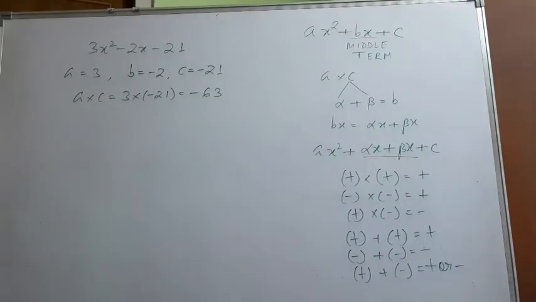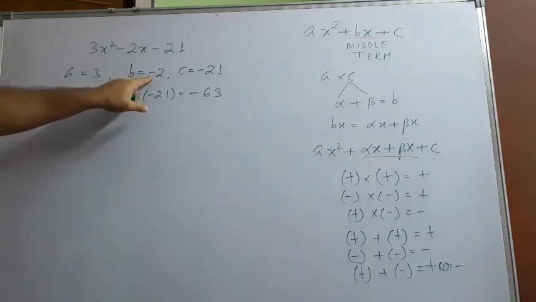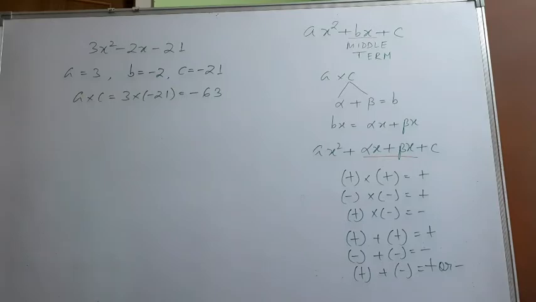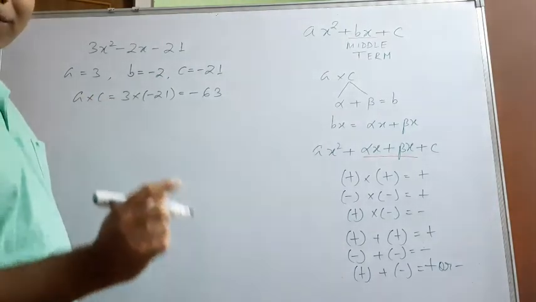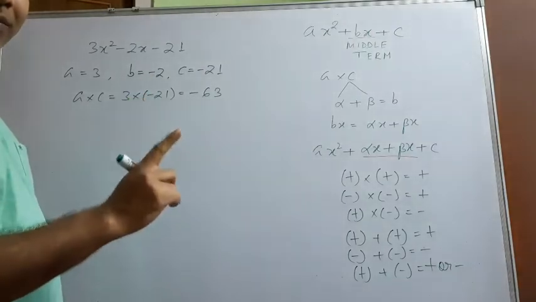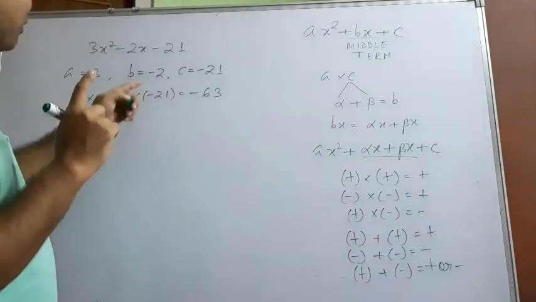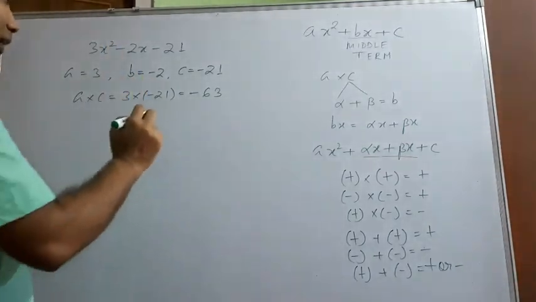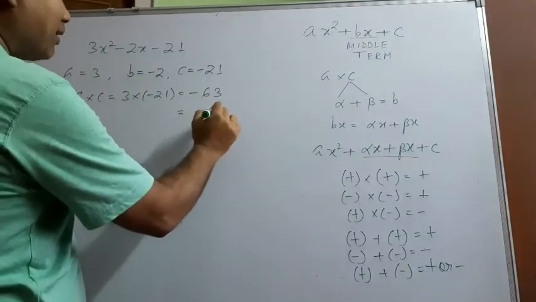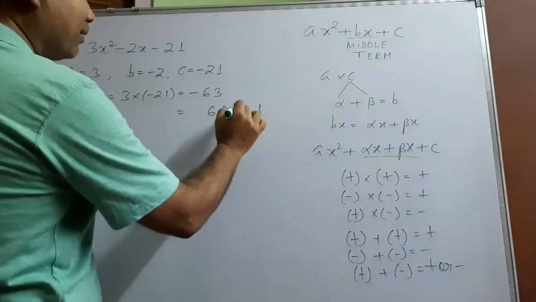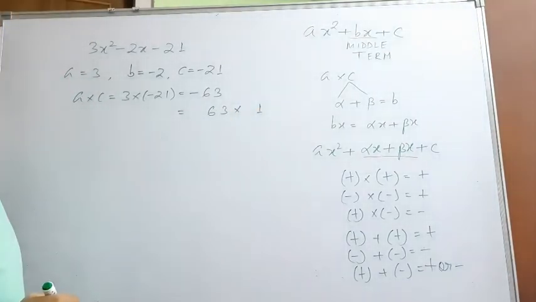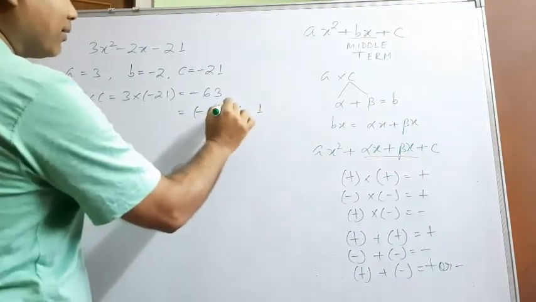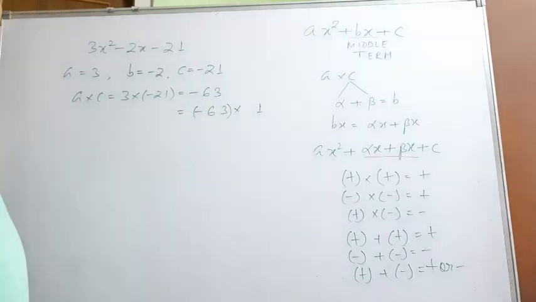So which one will be positive and which one will be negative? Now see, the sign of B is negative, so the bigger factor must be negative. Why? Because when you add a positive and a negative number, the sign will be negative if the bigger number is negative. So the bigger factor must be negative. That means 63 can be factorized as 63 into 1. Out of these two, one factor must be negative. Which one? The bigger one. Like that, in this we have to factorize.